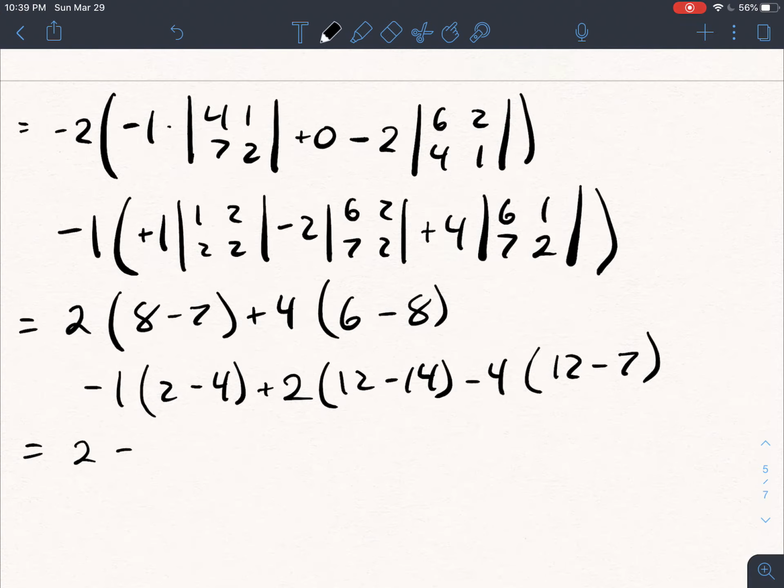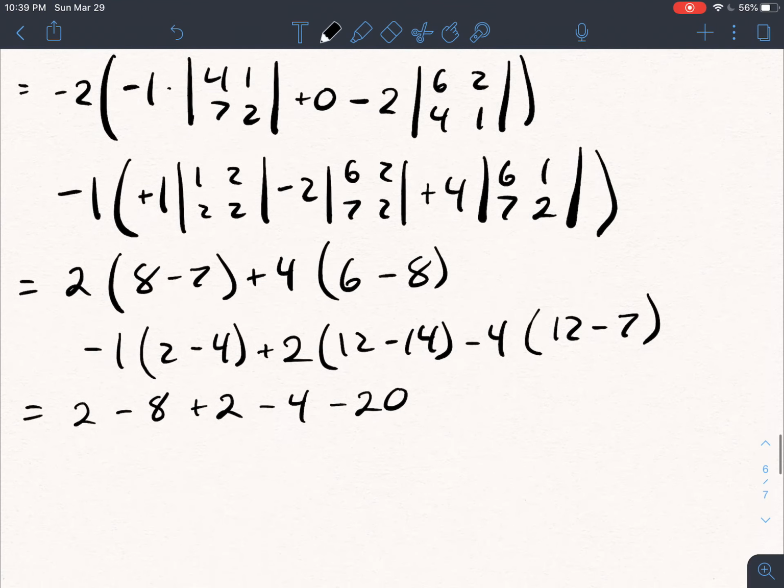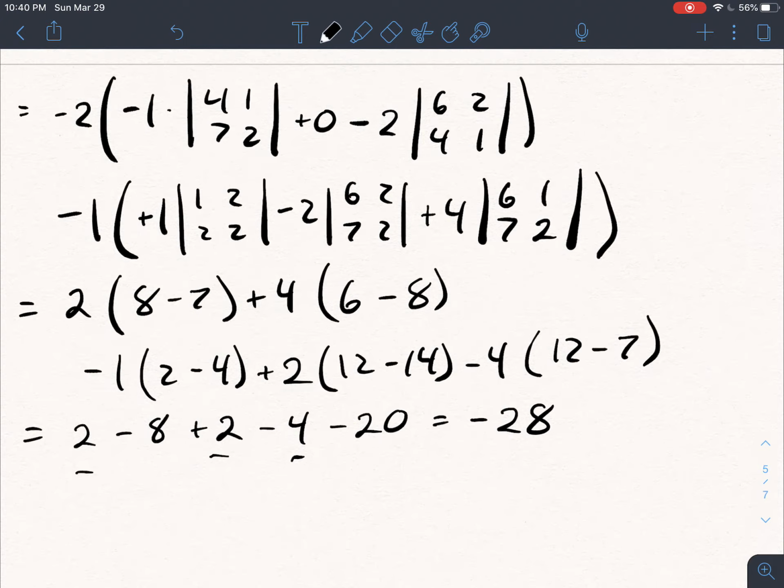So I'll have 2 times 1, which is 2, plus 4 times negative 2, which is negative 8, plus negative 1 times negative 2, that's positive 2, plus 2 times negative 2 is negative 4, plus negative 4 times positive 5. 4 times 5 is 20, and that should be negative. Okay, what does this equal? So I have 2 plus 2 minus 4, that's 0. And then I'm left with negative 8 minus 20, which is negative 28.